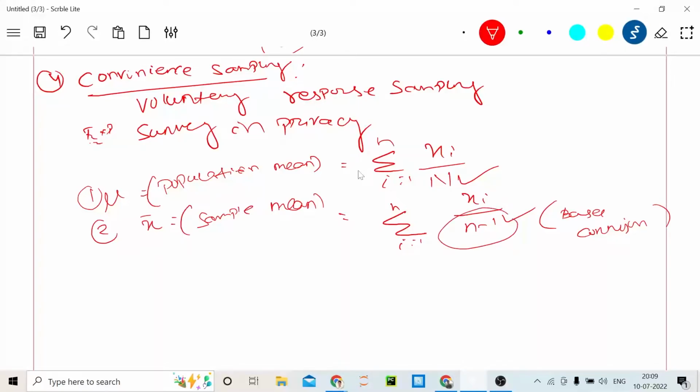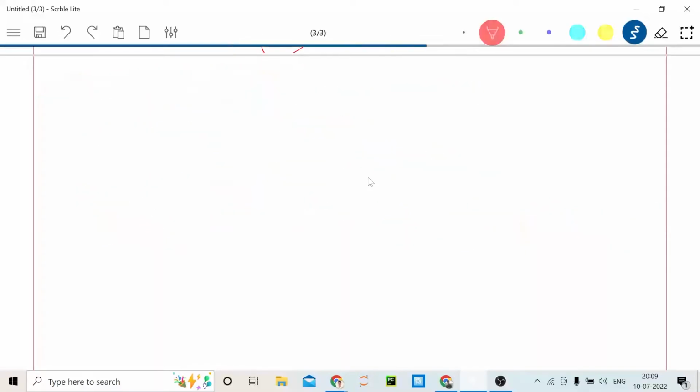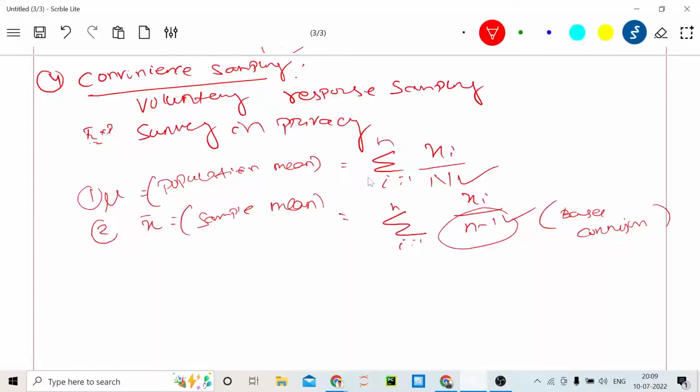You may search on Google what Bessel correction is, and why it is needed at the time of the sample mean. You will get the derivation. I am not supposed to do the derivation here, but you can get it from Google, and you just memorize the formula. No one asks in an interview for the derivation of the sample mean and the population mean. You just memorize the formula.